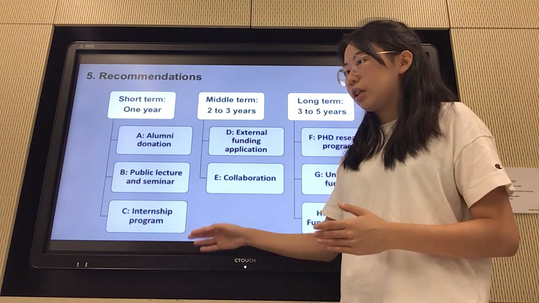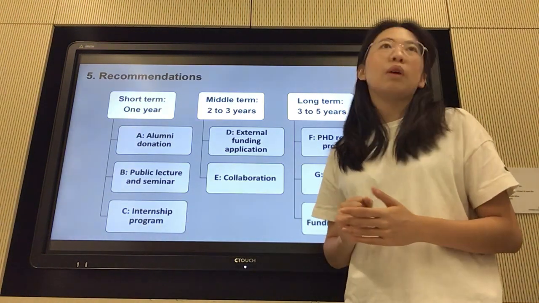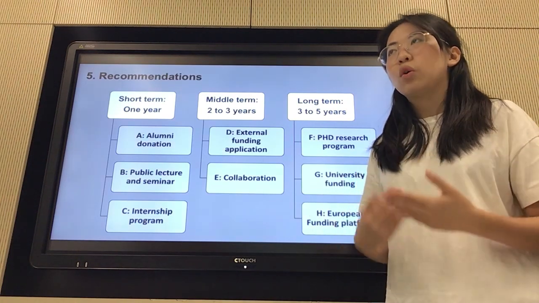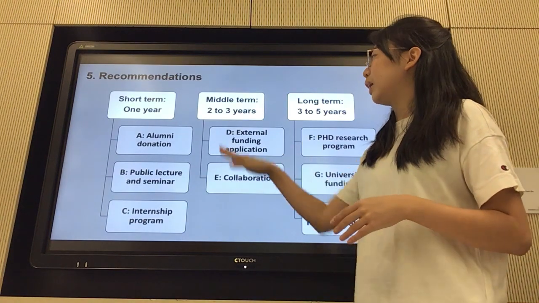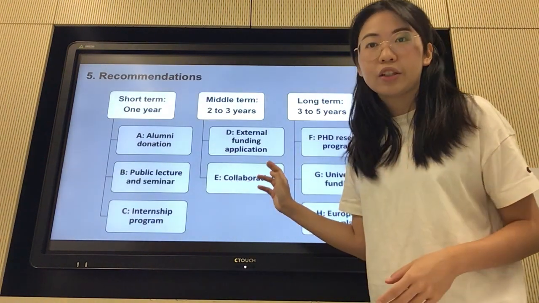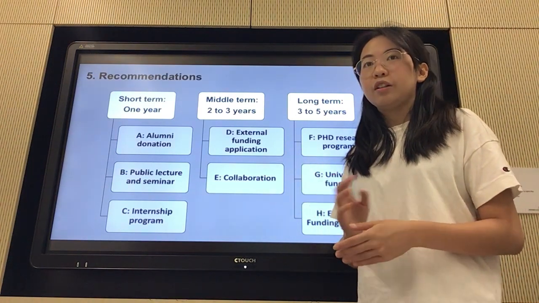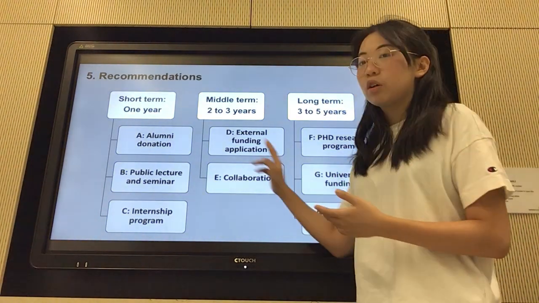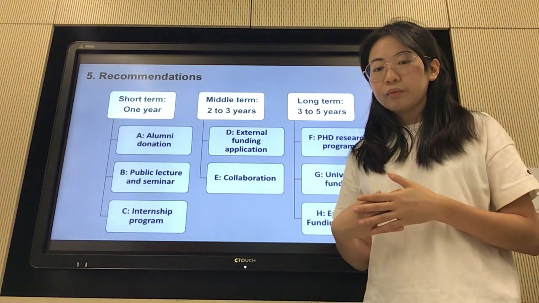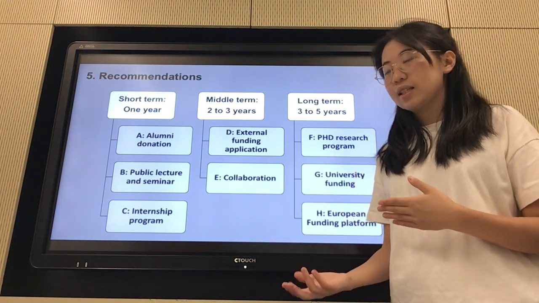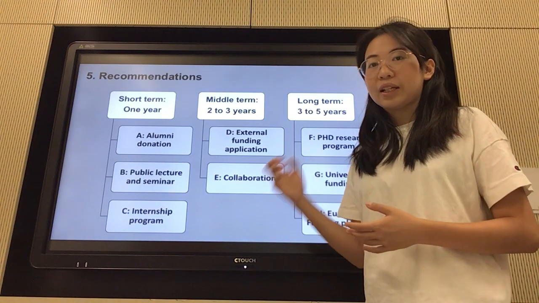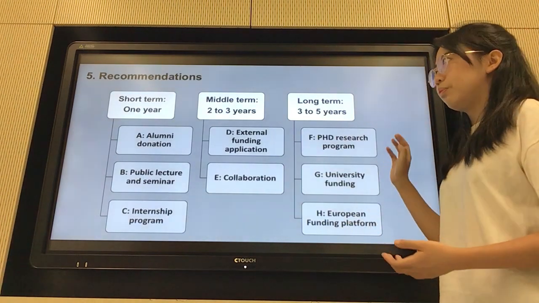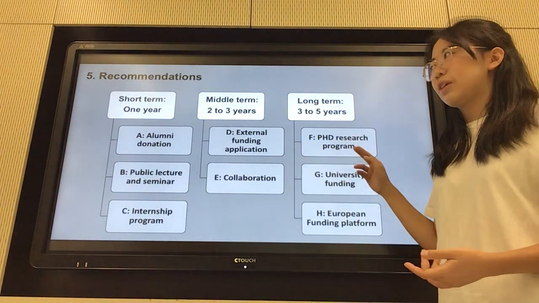To maintain the internal operation, I think we should develop an internship program to hire some students to maintain the daily operation, and we can save costs. In the middle term, we can start to plan for the next three years to apply for external funding, with the support of the Research and Innovation Center and some staff inside the university. Then we can collaborate with other Jean Monnet Centers of Excellence, or with other faculties in the university who also do European research. In the long term, we can develop some PhD and research programs to maintain the research activity of the center.